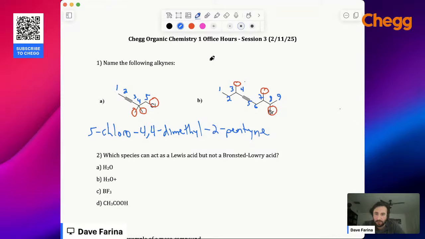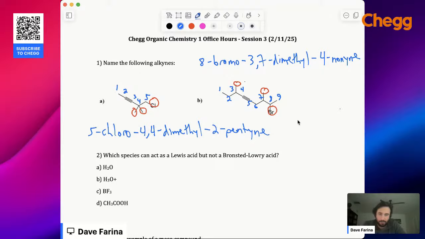Bromo. So let's call this 8-bromo. And then we have two methyl groups. That's going to be 3,7-dimethyl. And then the triple bond begins on carbon 4. So this is 4-nonyne. Non for 9 carbons, yne for the triple bond, 4 because it begins on carbon 4.